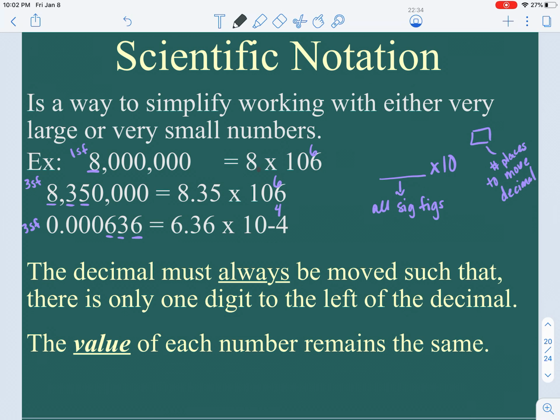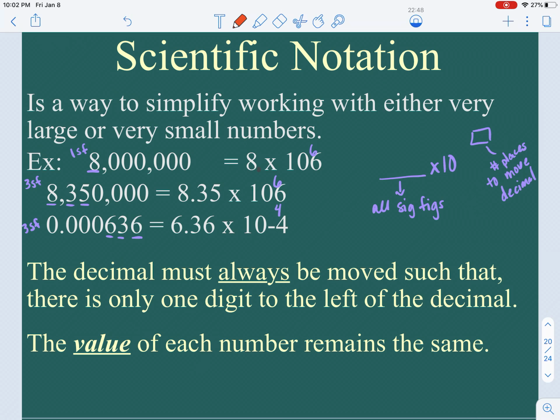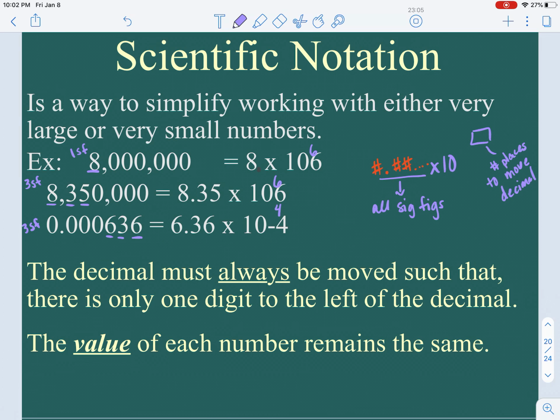But if you'll notice on the next example, it's 8.35, 6.36. So we're going to do one digit, and then we're going to put our decimal in the event that we have more than one sig fig that is going in front of the times 10. So some number, then a decimal, and then we would write however many additional significant figures are necessary. Okay, so that is the proper way to express your answer in sig figs.